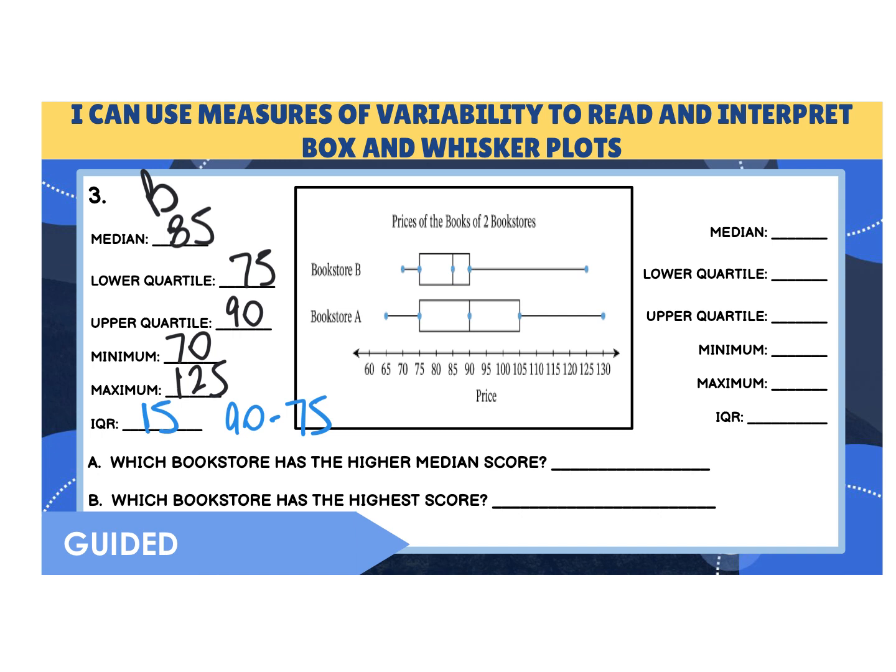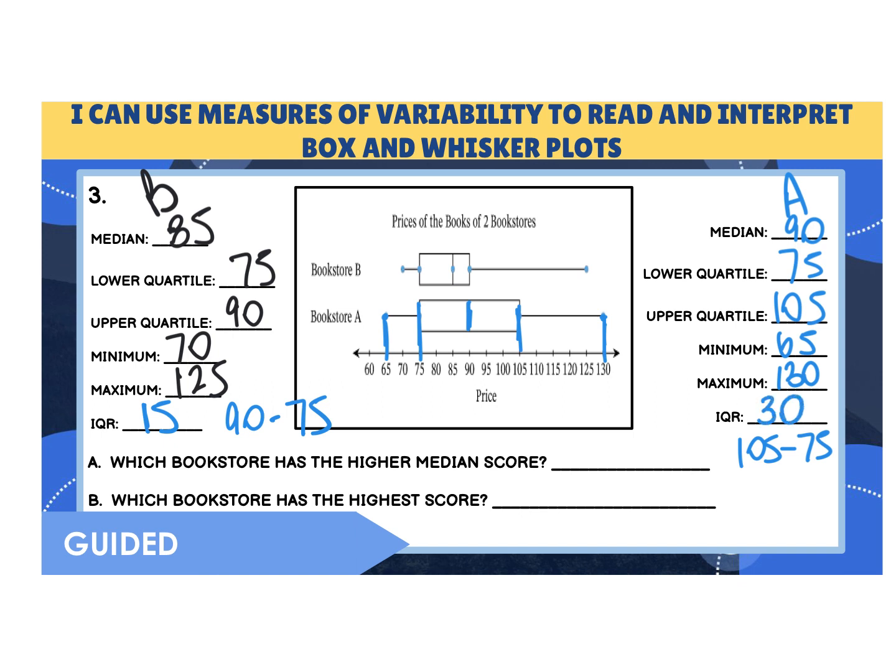All right, now let's look at bookstore A. Our median in the box, in the middle with the line, would be 90. Our lower would be 75. Our upper would be 105. Our minimum, that lower whisker, would be 65. And our maximum, that upper whisker, would be 130. And we know our 105, our upper, minus our 75, our lower, so our IQR would be 30.